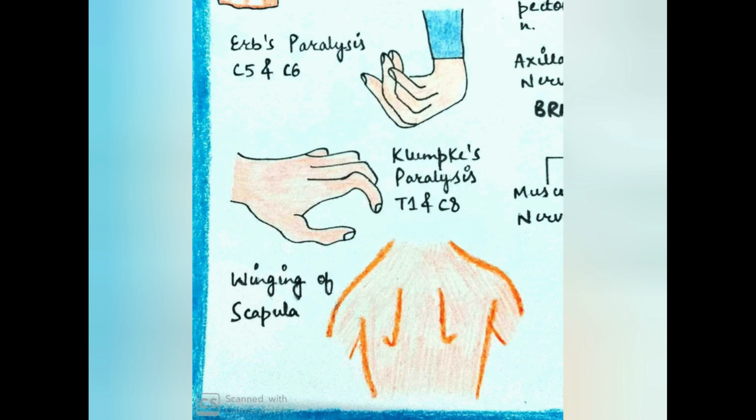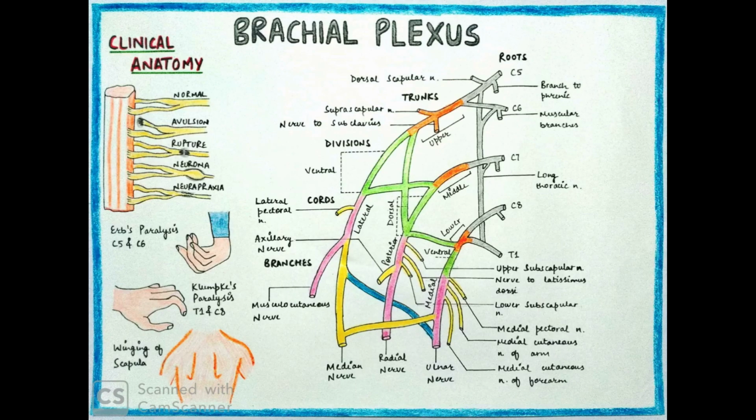Here, the following actions are affected. First, there is loss of pushing and punching actions. During attempts at pushing, there occurs winging of the scapula. Second, the arm cannot be raised beyond 90 degrees, that is overhead. Abduction is not possible as it is performed by the serratus anterior muscle. So this ends the applied anatomy, and that's all about the brachial plexus. Thank you so much.